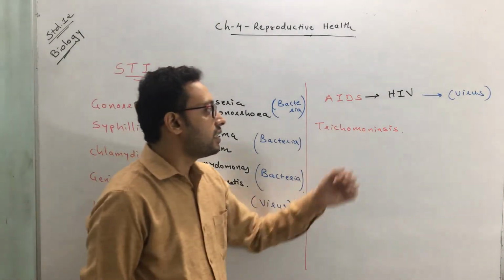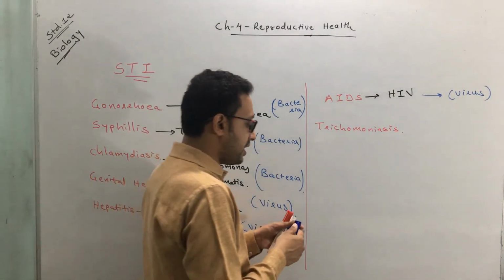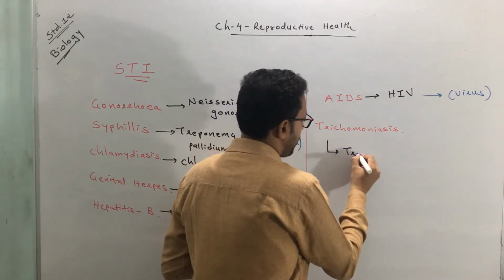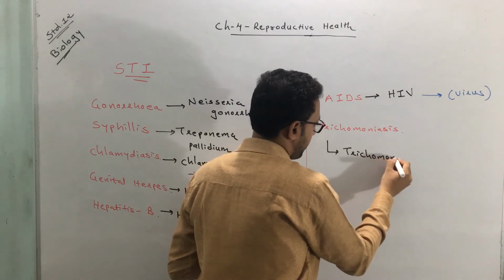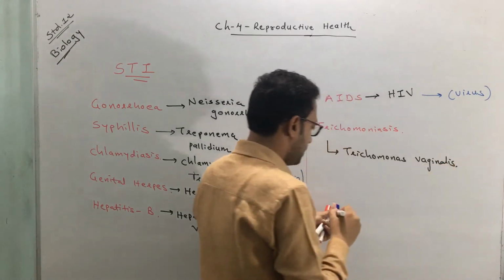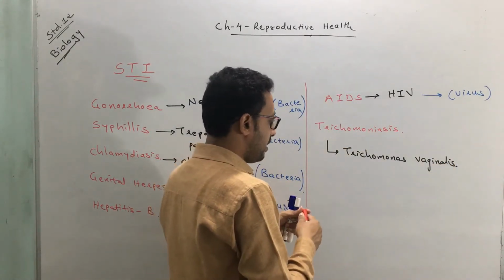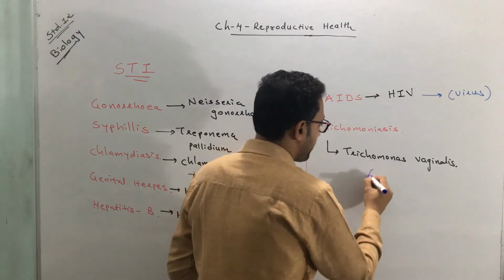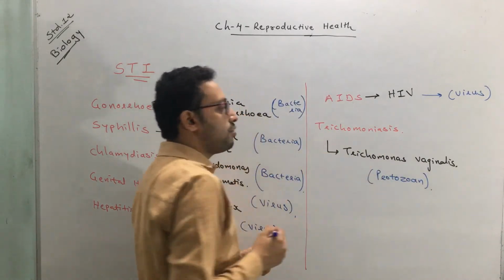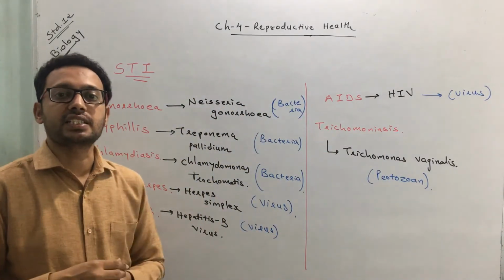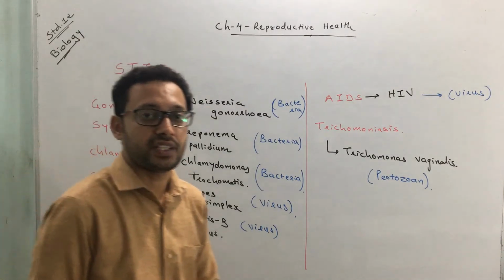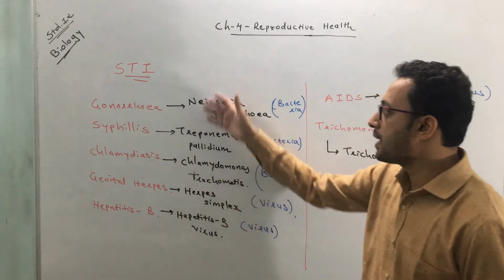Next is trichomoniasis. A trichomoniasis infection is caused by Trichomonas vaginalis. It is not a bacteria, it is a protozoa. Trichomonas vaginalis is a protozoa by which it is transmitted. Clear? So these are the different diseases, sexually transmitted infections. They are caused by different microorganisms.